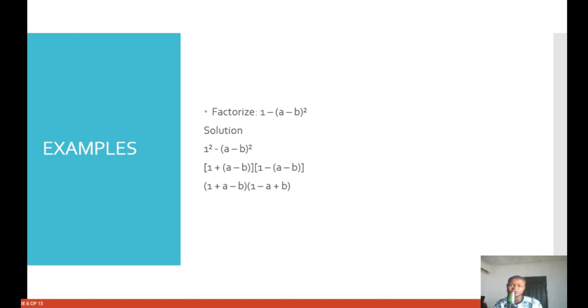We have the difference of two squares, and we have the sum of two squares. These are basically used when you are dealing with factorization. So how do we make use of this? Here we have 1 minus open bracket a minus b all squared. So here I'm going to show you one logic.